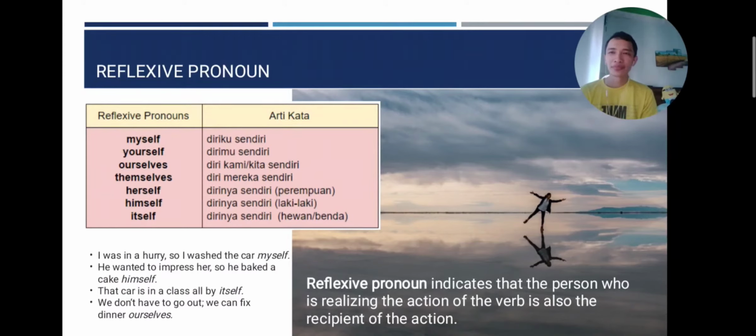The car is in the class all by itself, so it means that there is nothing else inside the class, no other car inside the class. That is the only car inside the class. So using the reflexive pronoun means that you understand that you are talking about the loneliness of the doer.